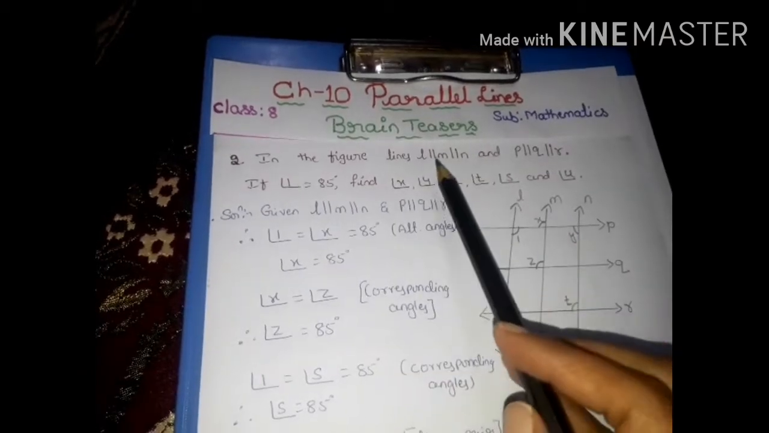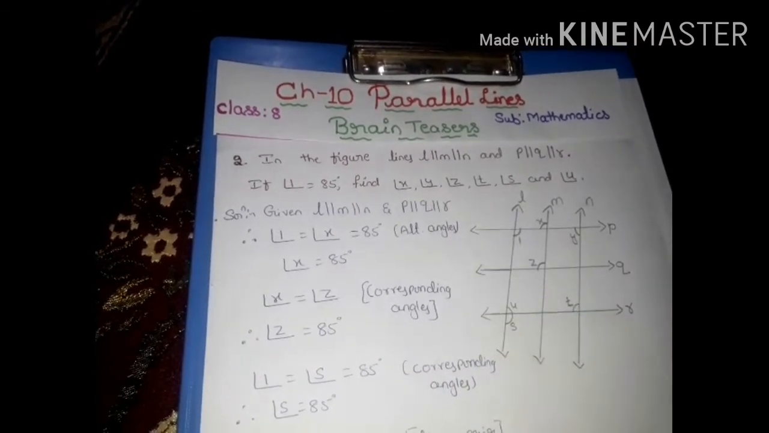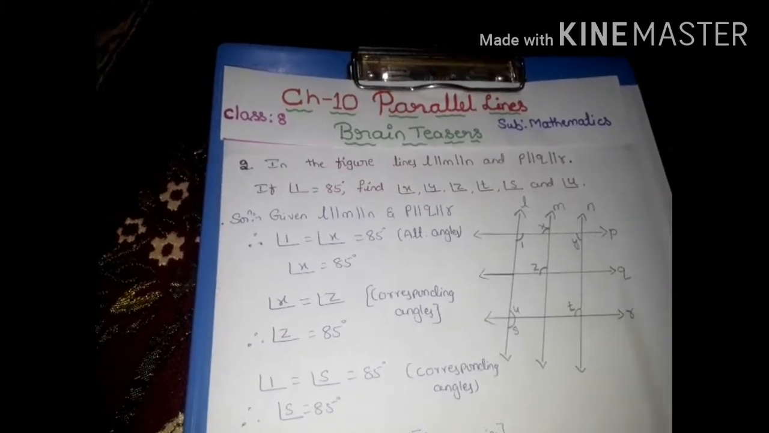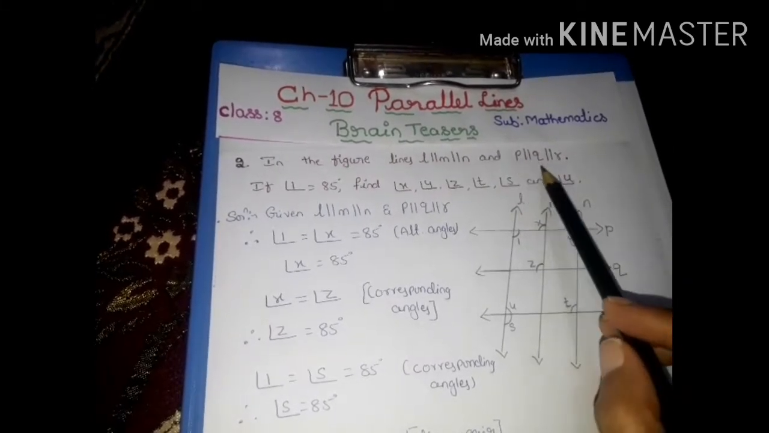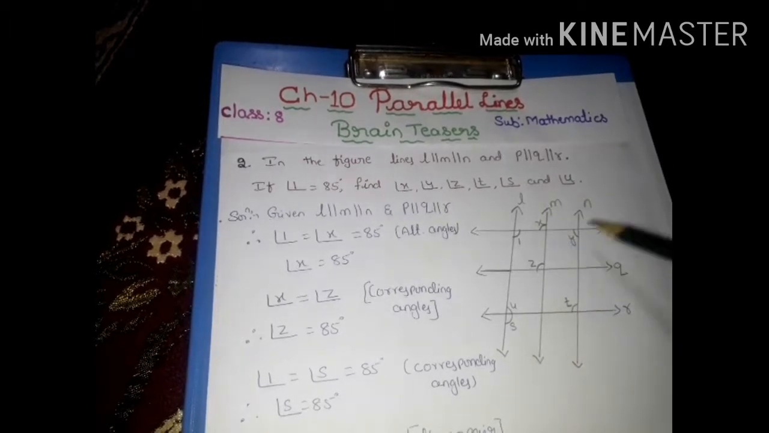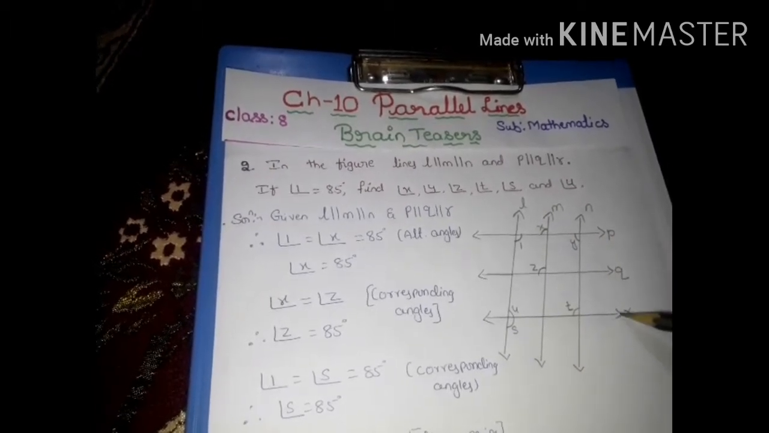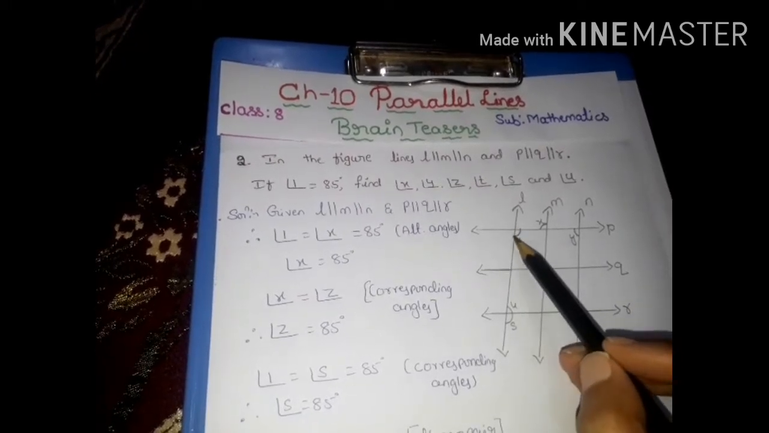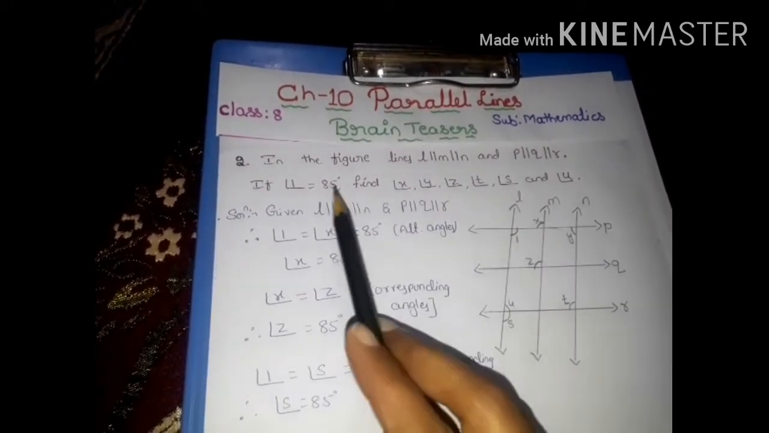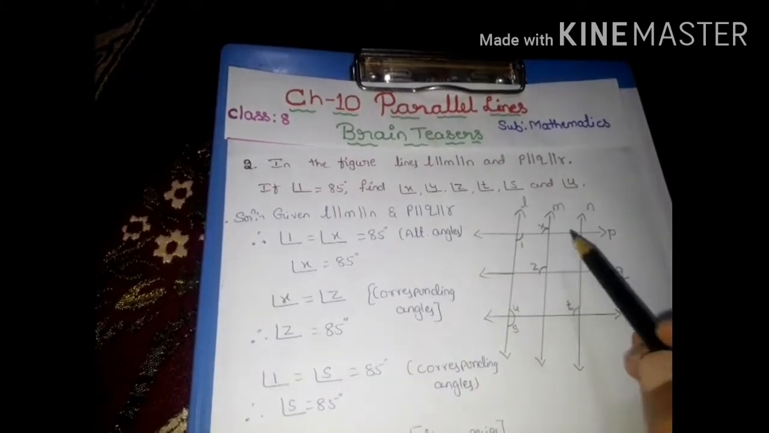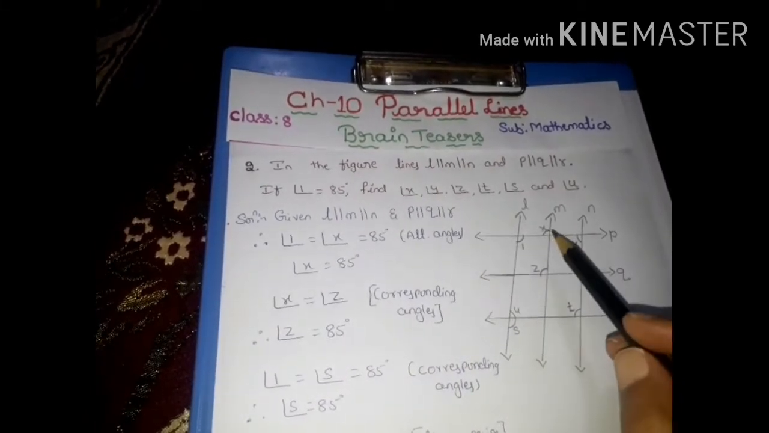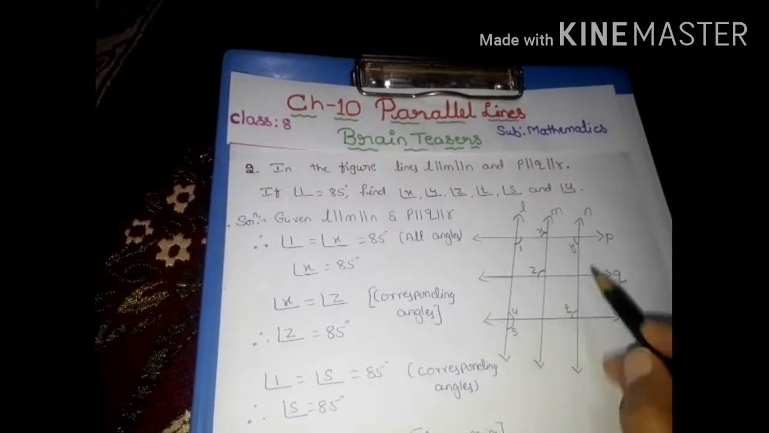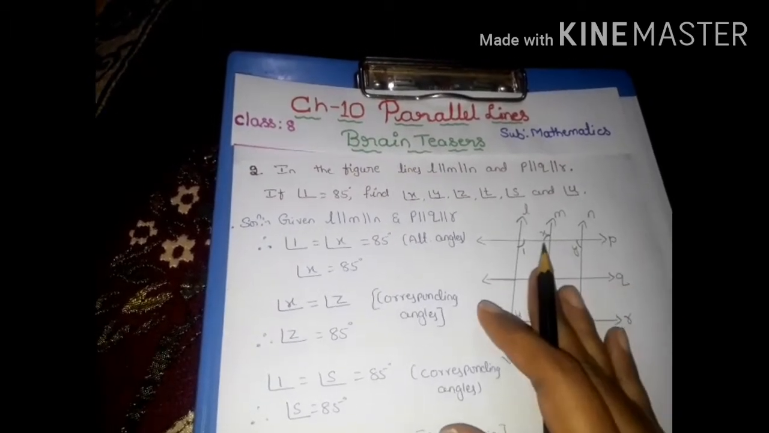Here they have given L, M, N are parallel. Lines L, M and N are parallel to each other. And also P, Q, R are parallel to each other. Line P, line Q and line R are parallel to each other. Only angle 1 is given, which is 85 degrees. So you have to find the remaining angles X, Y, Z, T, U, S.